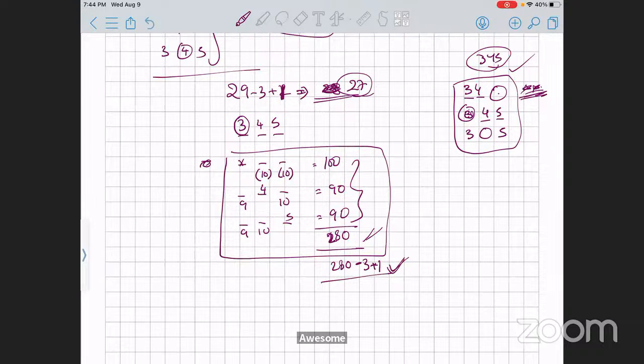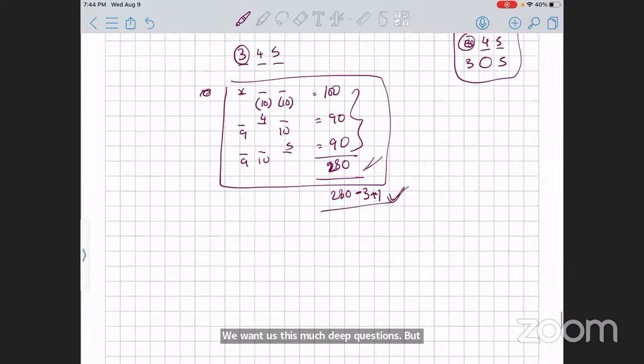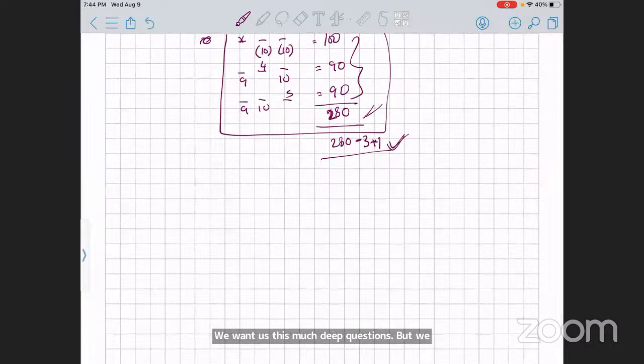Sir, I have a doubt. Suppose if this kind of deep questions come in the exam, how are we supposed to approach this? Actually, look, we teach this so you can see how to think in this way. We won't ask this much deep questions, but we will break the question so that you will approach this. You know how we will ask these types of questions.